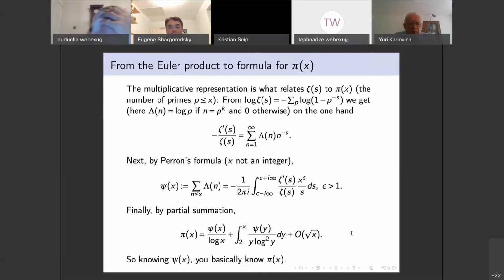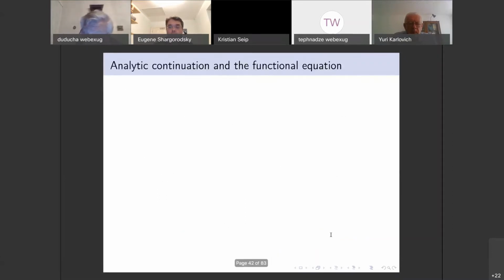And if you do a partial summation, you get back to what you're really interested in. You're not interested in the von Mangoldt function, but in counting the number of primes, and to get back to that, you just do partial summation, and you get to the last displayed formula on this slide. So if you know psi of x, you know pi of x, which is what you're after. So this is what you get from the Euler product.